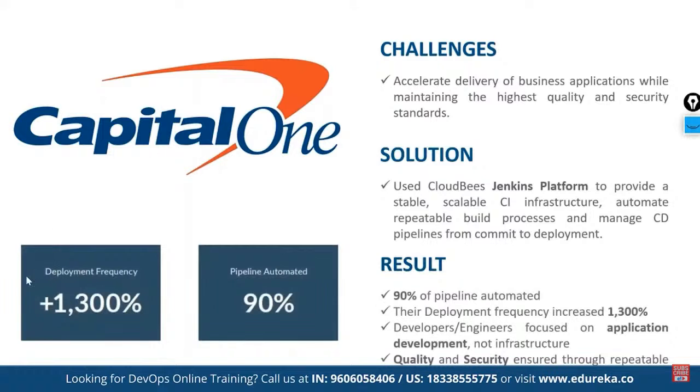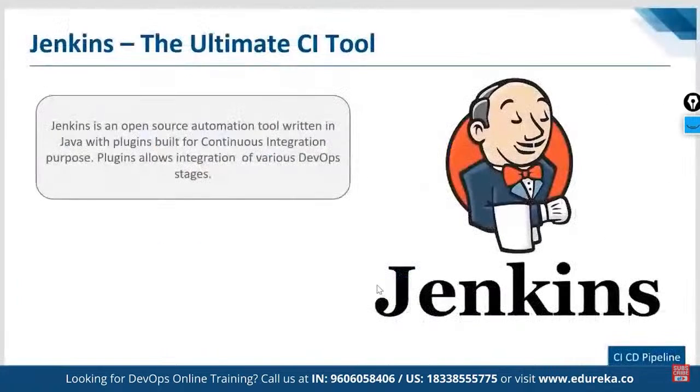Results: they have seen a 1300 plus increase in the frequency of deployment. 90% of popular pipelines have been automated. So guys, in real-time scenarios, we automate 100% of pipelines. 90% is even low. And it reduces the manpower of any project.